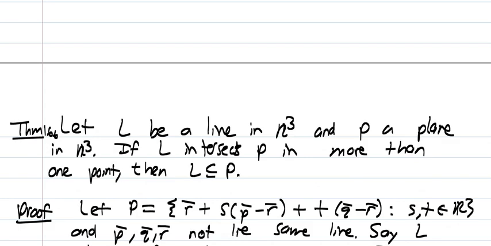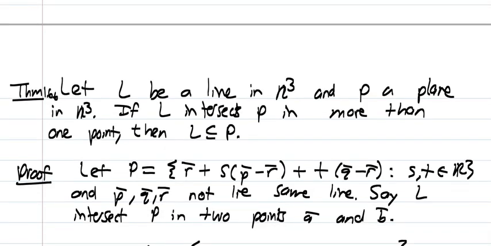All right, so first theorem. The first theorem goes as follows. Let L be a line in R3, and P a plane in R3. If line L intersects P in more than one point, then the line is contained in P. Or mathematically we say set L is a subset of set P. So L is a line and P is a plane.